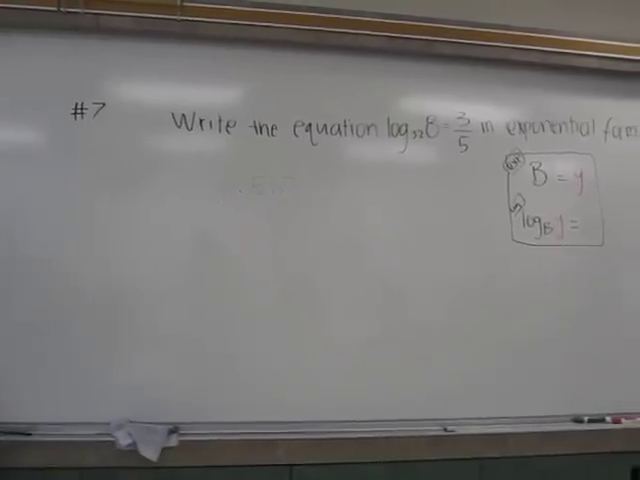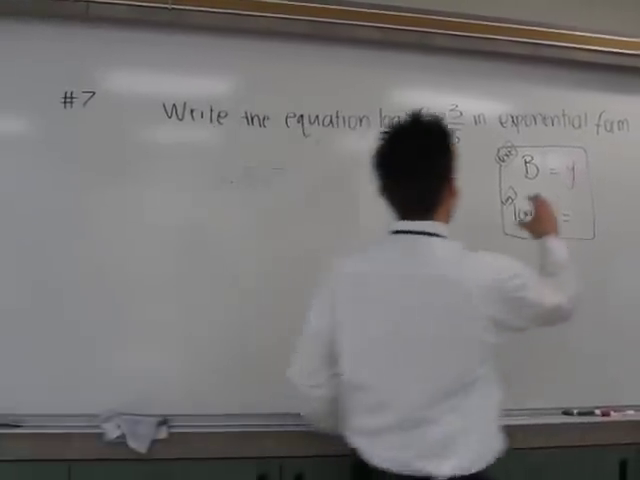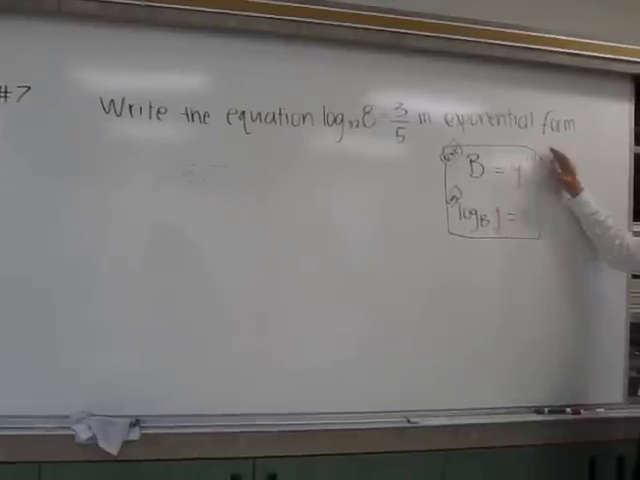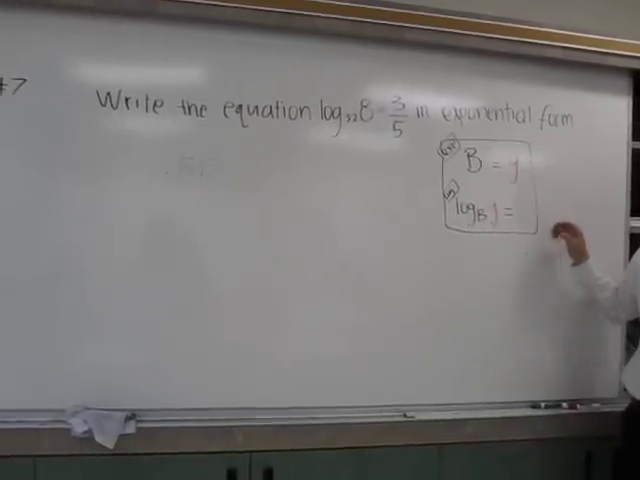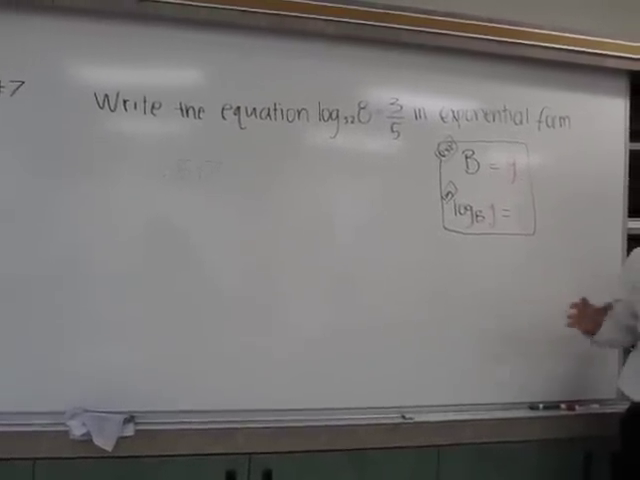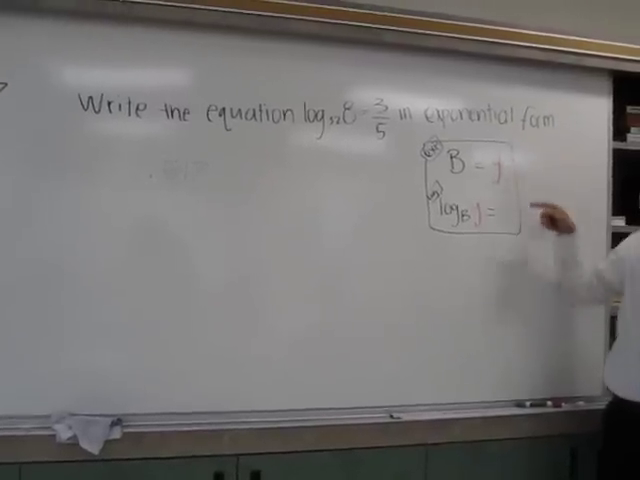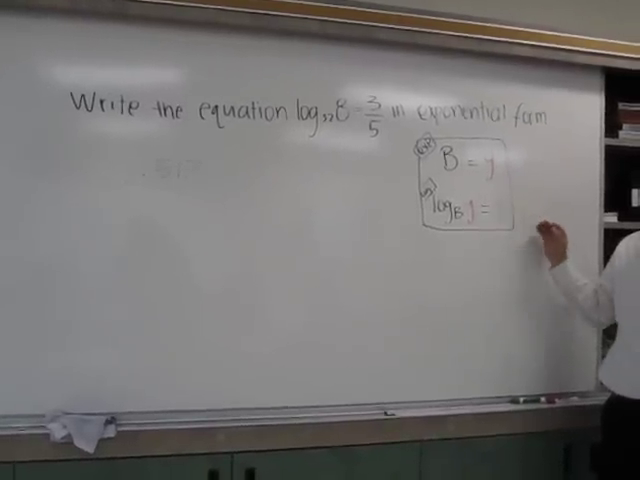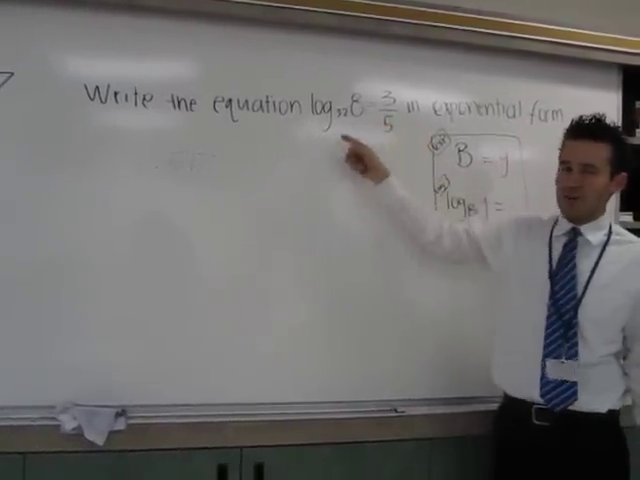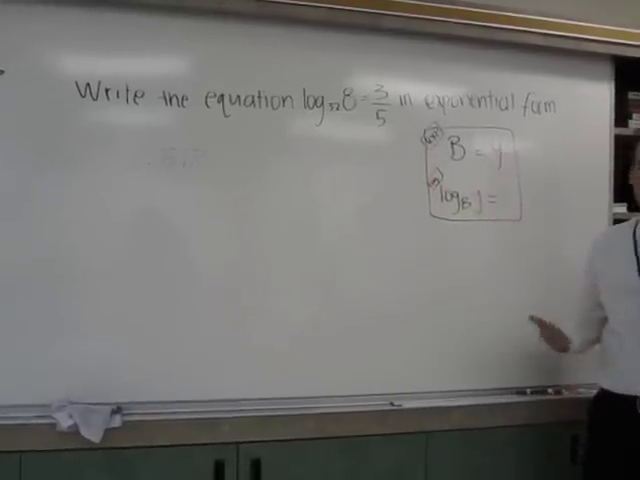In fact, they even gave you more information. This is exponential form here, and this is logarithmic form. They used colors to indicate where the different pieces of exponential and logarithmic form go. So this is in logarithmic form. What would it look like in exponential form?